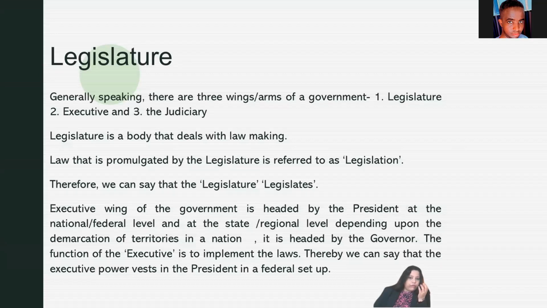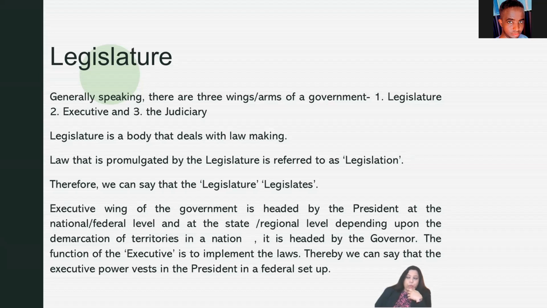Generally speaking, there are three wings of the government: legislature, executive, and judiciary. This is something you must know. The legislature is a body that deals with lawmaking. Law that is promulgated by the legislature is referred to as legislation. Therefore, we can say that the legislature legislates.